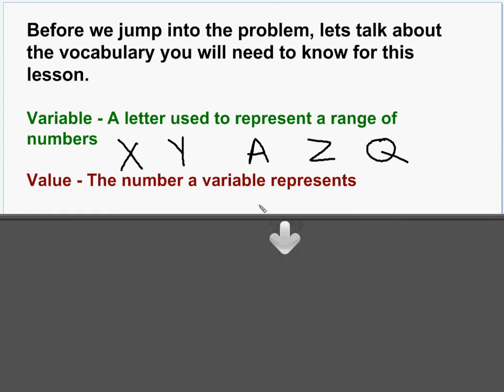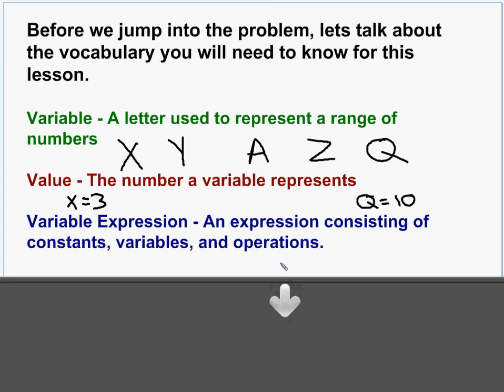A value is the number a variable represents. So if I tell you that X equals 3, the variable is X, the value is 3. If I tell you that Q equals 10, well, the variable is Q, the value is 10.